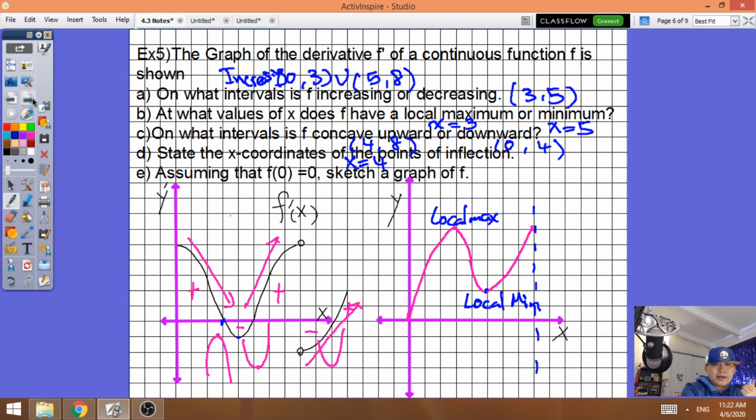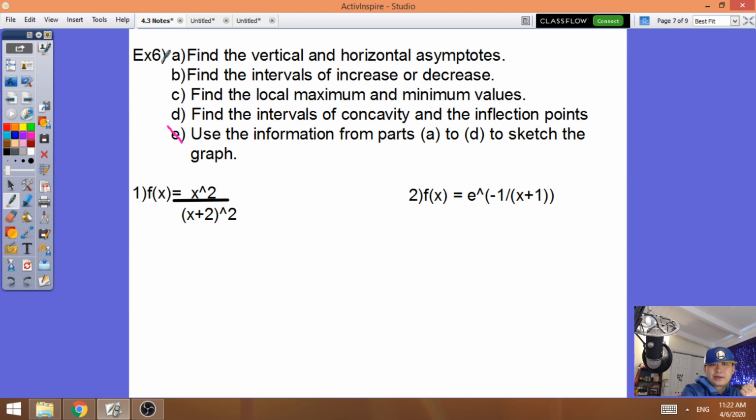Let's see what else we have for the rest of this. We do have two problems, two different functions. One is rational, a composition of quadratic with rational. The other looks like an exponential with a power that's irrational, so it's a little bit complicated.